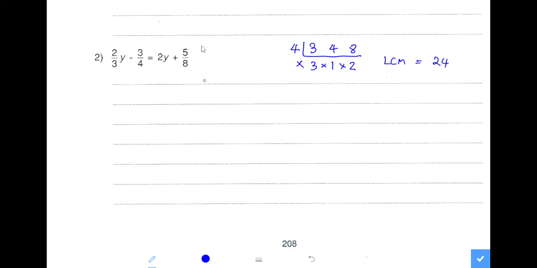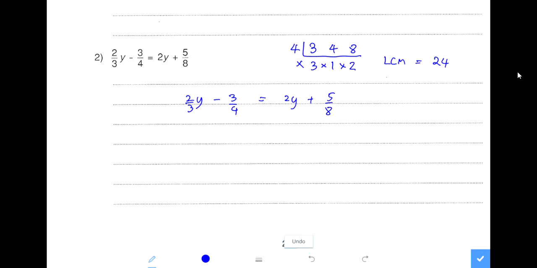Okay, let's write the problem again. I'm going to write it here: 2/3 of y minus 3 over 4, and then it's equal to 2 times y plus 5 over 8. Again, let's multiply 24 to it. If you multiply 24 here, 3 goes 1, 3 goes 8. 3 times 8 is 24. So 8 times 2 will be 16. So you will have 16 here. Okay, so we're just going to go back a little bit.